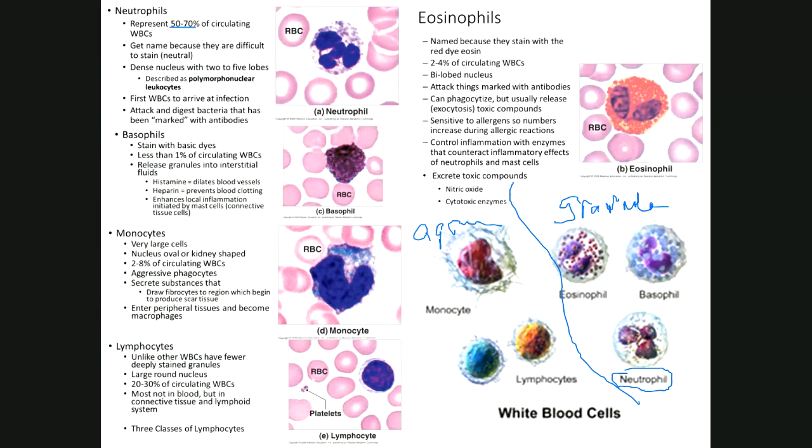So if you don't know a cell and you're looking at a blood smear on the microscope, the best guess is probably a neutrophil. All right. Eosinophils are another cell like the neutrophil that has a lot of vesicles full of material, and it's only going to have 2 lobes, so it's bilobed.